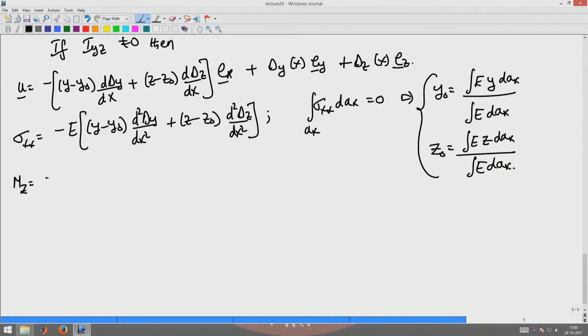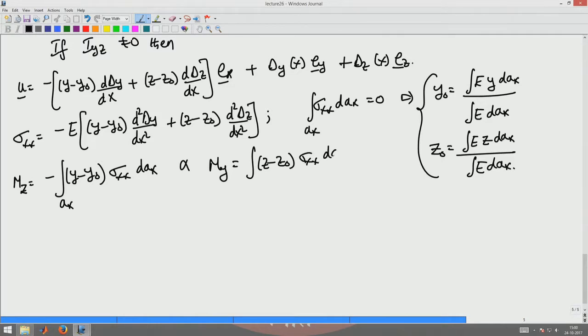Then you have the moment equation, M_z, to be given by minus integral (y minus y naught) sigma xx dA_x, from our definition in the very first class when we began the beam bending problem. This will be the definition of M_z, and you add a definition of M_y as integral (z minus z naught) sigma xx dA_x.